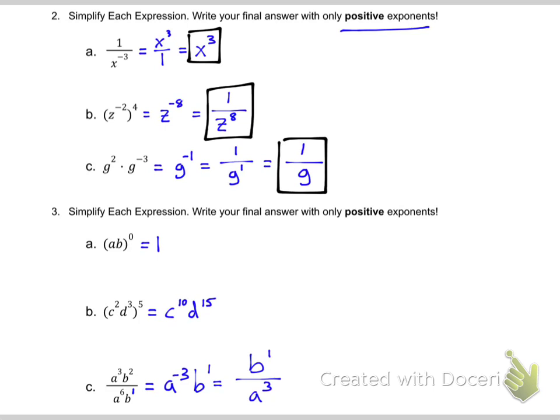You see how having the negative exponent, if you move it to the bottom, it becomes positive? Well, we don't want to write b to the 1st either, because that's just b, so our final answer is b over a cubed, or a to the 3rd.